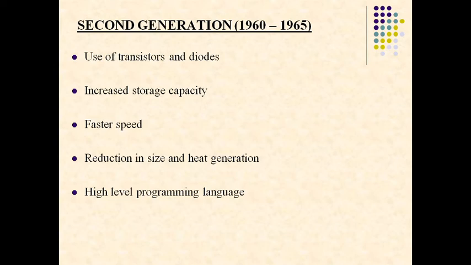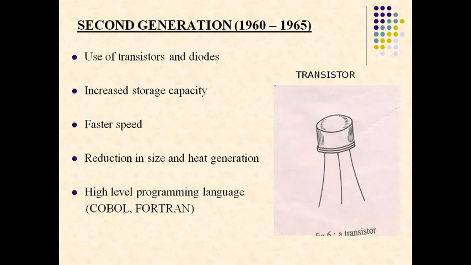First is the use of transistors and diodes. Second, increased storage capacity. Third is faster speed. Fourth, reduction in size and heat generation. Fifth is high level programming language. All these were used in second generation computers between 1960 and 65. The high level programming languages are COBOL and Fortran, which they used in second generation computers between 1960 and 1965.